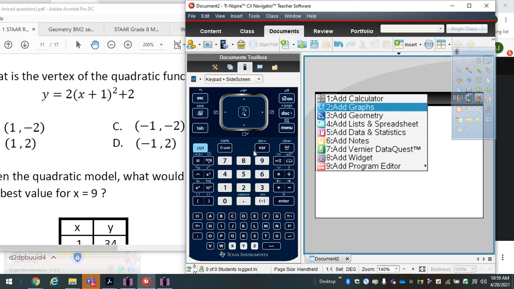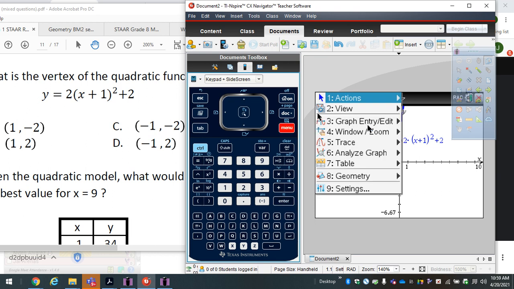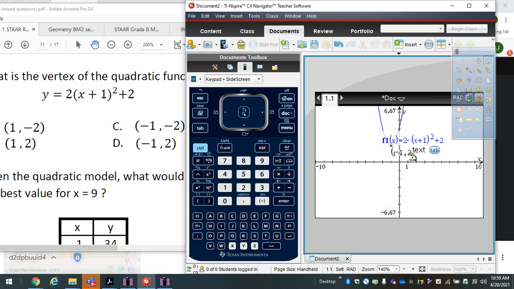Graph, 2 parentheses, x plus 1 squared plus 2. So let's look at that one. Any way you want to do it. I think I'll hit graph, or go to analyze graph, and I'll go find the minimum. Negative 1, 2.